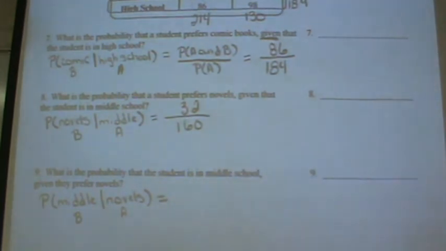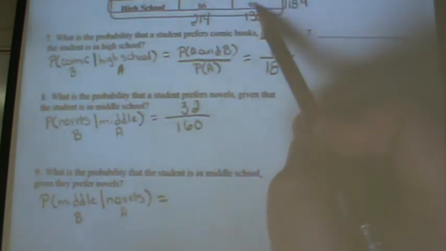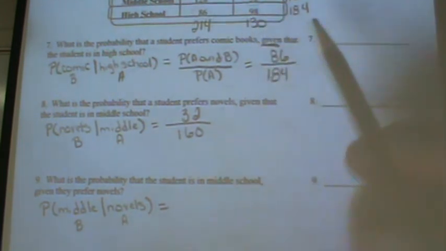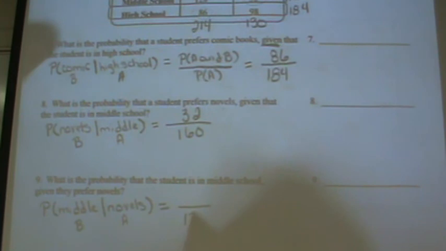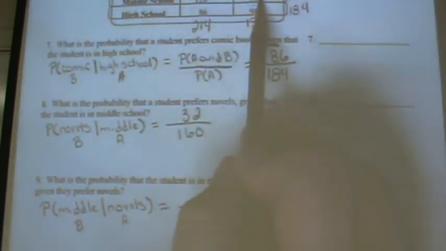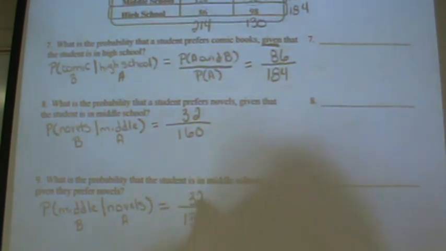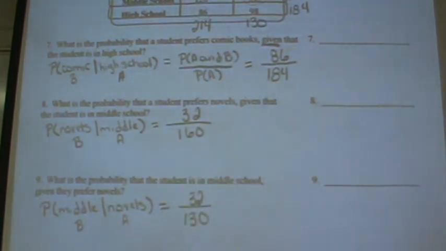So this time when we write out our fraction, our bottom number is going to be our total of students that read novels. So that's looking at this column. So this time our total is 130. So our bottom number is 130. And then our top number are the middle schoolers that read novels. So again, the 32. So for this one, we have 32 over 130. So they are different probabilities.